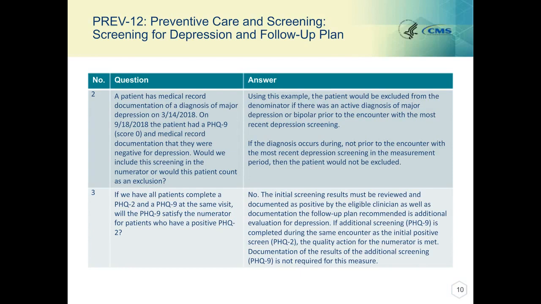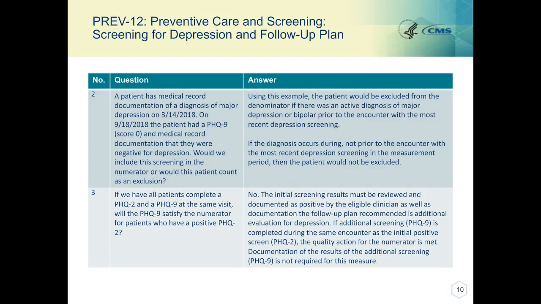Okay, question 2. A patient has a medical record documentation of a diagnosis of major depression March 14th of 2018. And on September 18th, the patient had a PHQ-9 score of 0 and the medical record documentation that they were negative for depression. Would we include this screening in the numerator, or would this patient count as an exclusion?